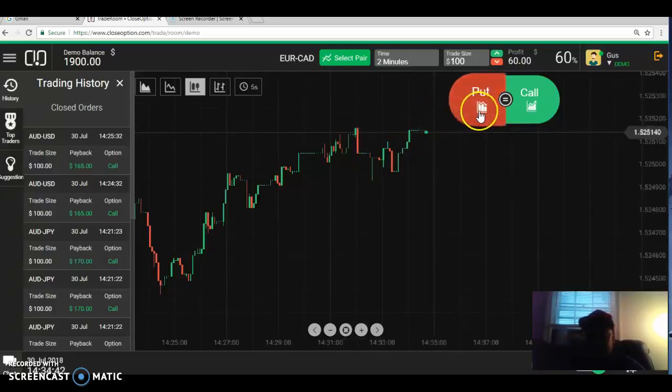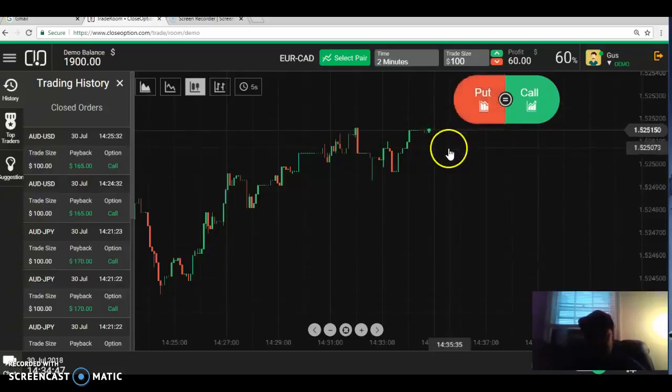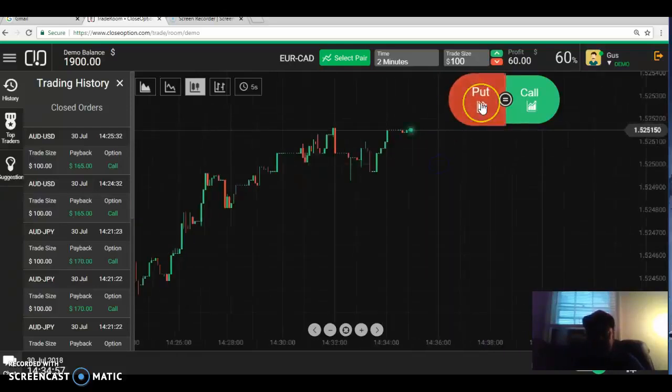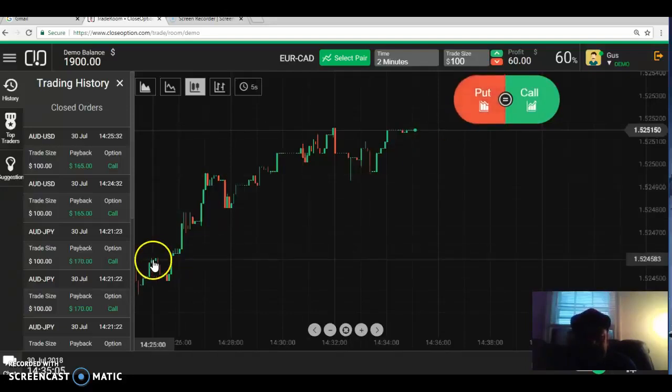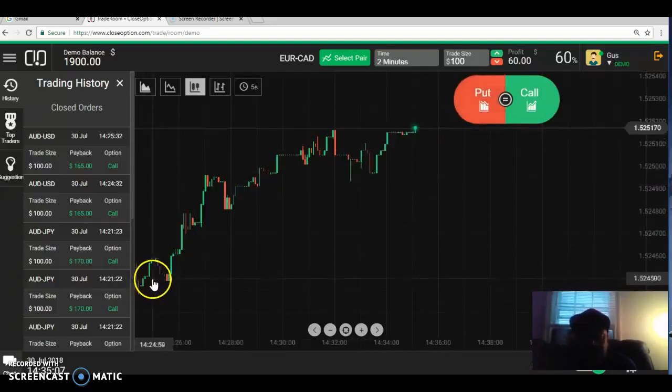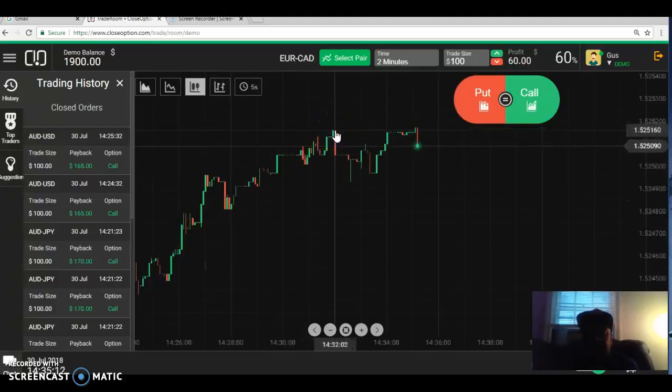So I want to make sure that I see some sort of slight signal that it's going to be headed downward, and it's looking pretty good. So I'm going to sit on this currency for a second and just wait for a bearish candle, and then I'm going to hit a put trade. But these are the kind of setups I'm looking for. You see how it's been going higher and higher, and then it hits this level of resistance.